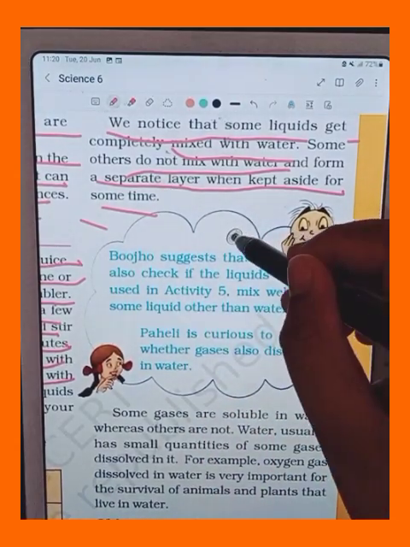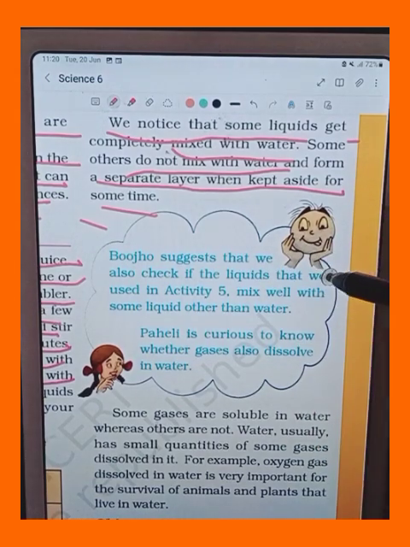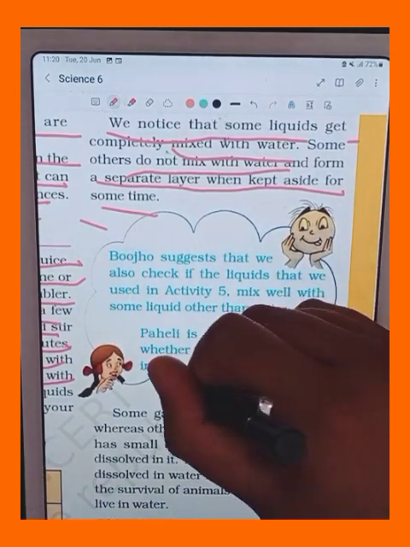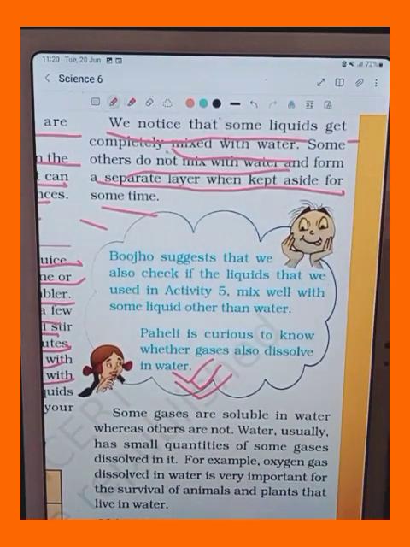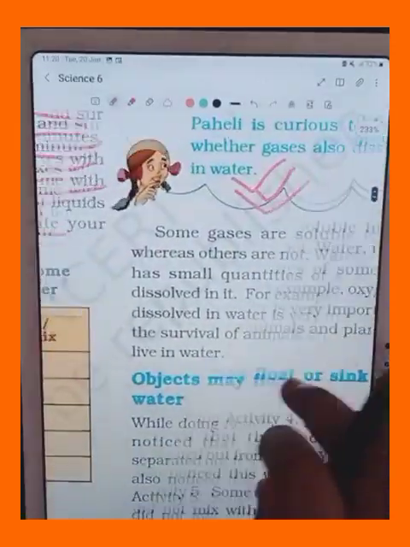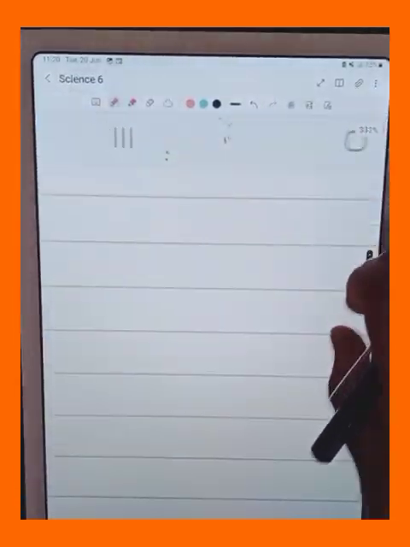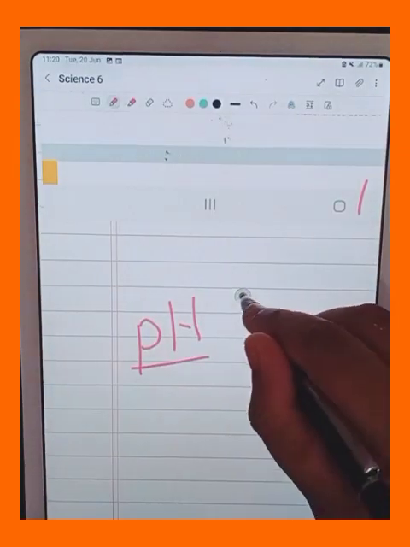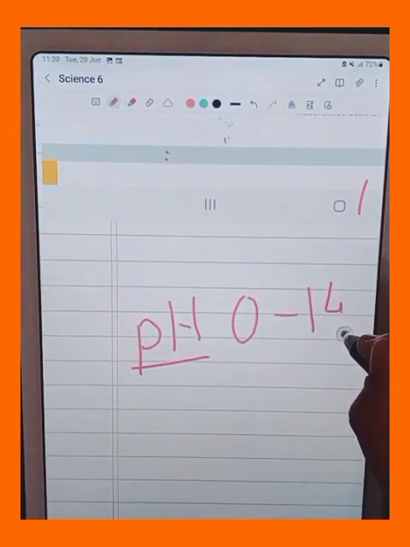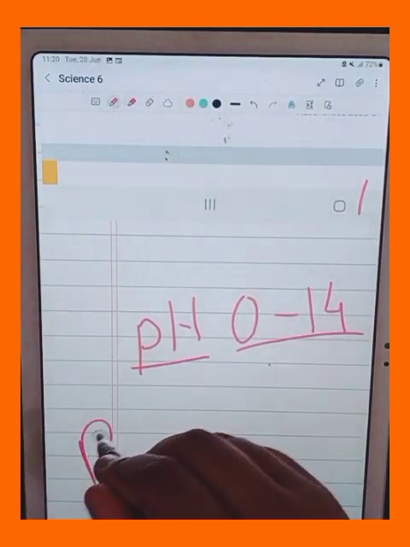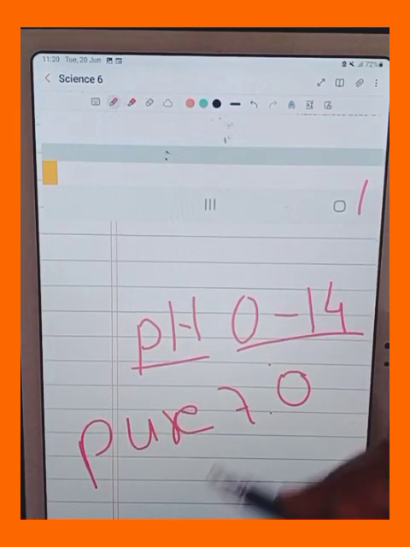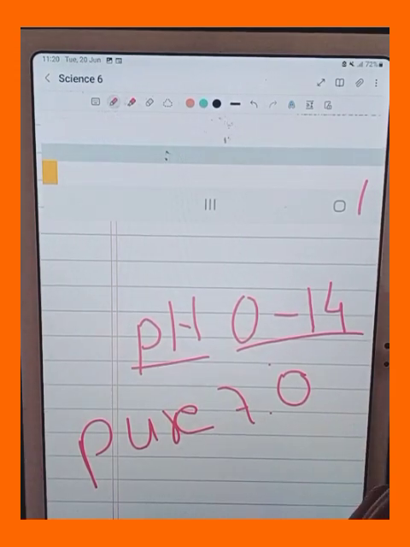Paheli suggests that we also check if gas is also dissolved in water. So yes, gas is also dissolved in water. Okay, so I will tell you a fact. You would hear about pH level in your higher grades. A pH level starts from 0 and ends at 14. So the pure water pH is 7.0. Below 7.0 there is an acidic medium, and above 7.0 it's a basic medium.